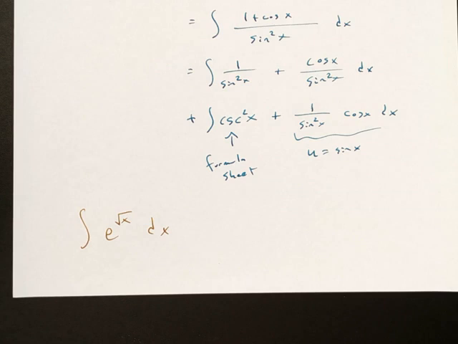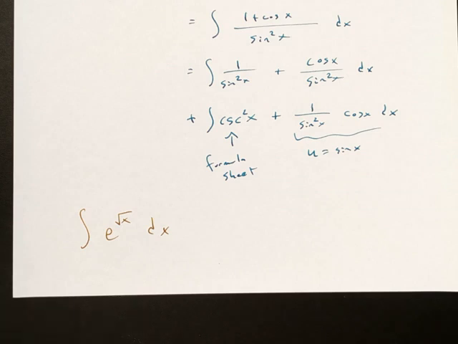Here's an example of a weird trick. What would you really like to do here? Other than run screaming and throw the book at me. It's always an option, but it doesn't result in solved problems. I'd like to do a U sub. And if I were to do that, what would be your choice of U?